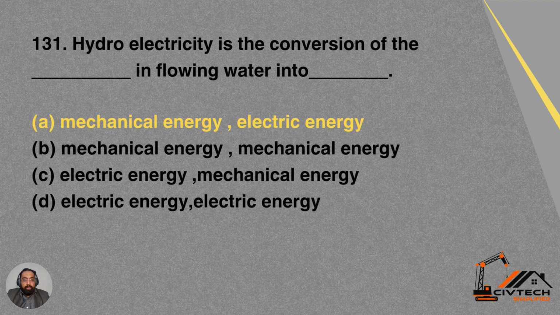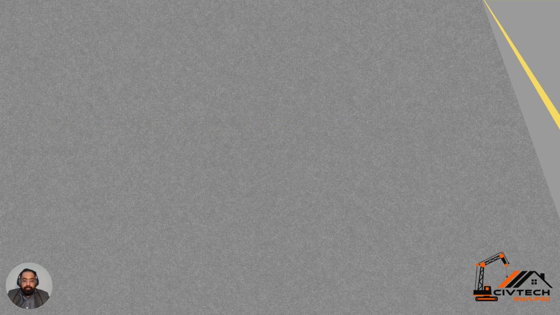131. Hydroelectricity is the conversion of the dash in flowing water into dash? Option A, mechanical energy into electric energy. Option B, mechanical energy into mechanical energy. Option C, electric energy into mechanical energy. Option D, electric energy into electric energy. So hydroelectricity is the conversion of the mechanical energy in flowing water into electric energy. So A is the correct answer.